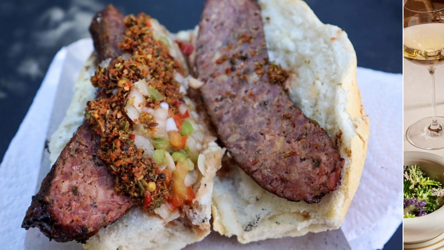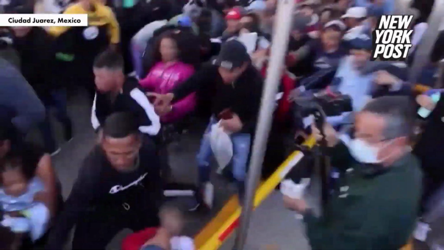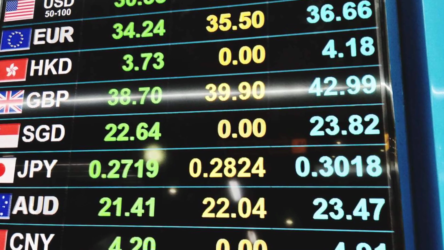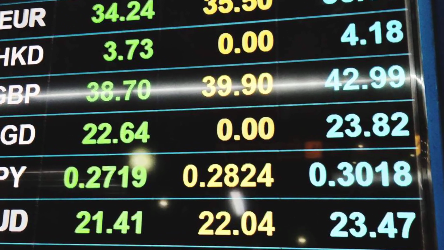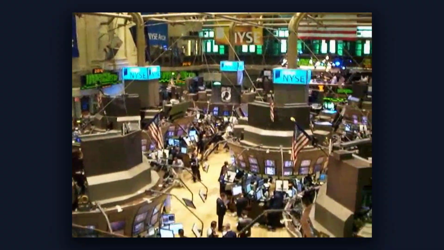A $20 bill can buy dinner in one city, but barely a coffee in another. How can the same paper feel so different just across a border? It's not about national pride or wealth. It's about a silent contest where prices, power, and trust shift overnight.